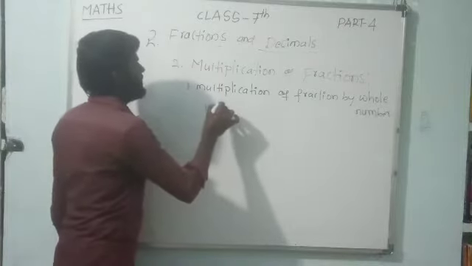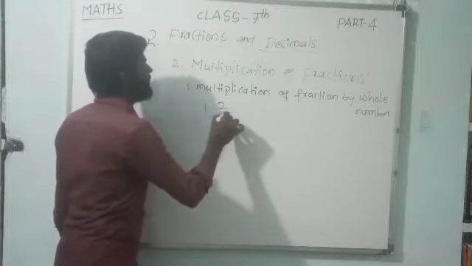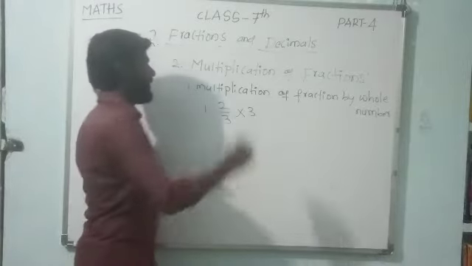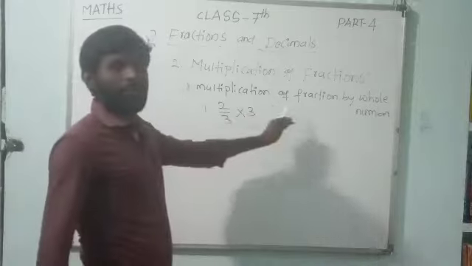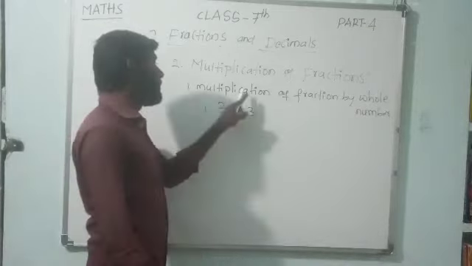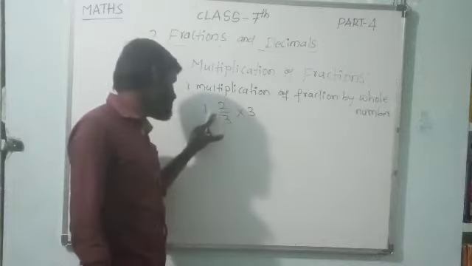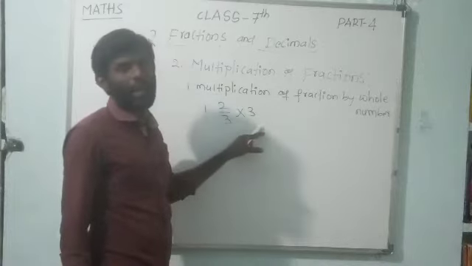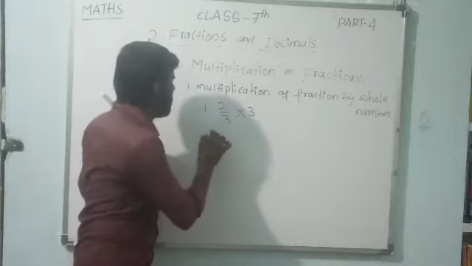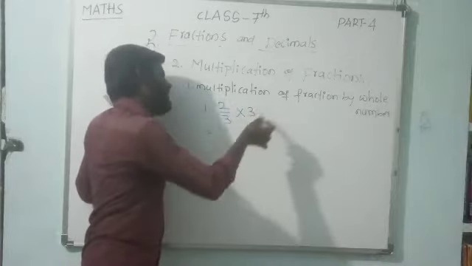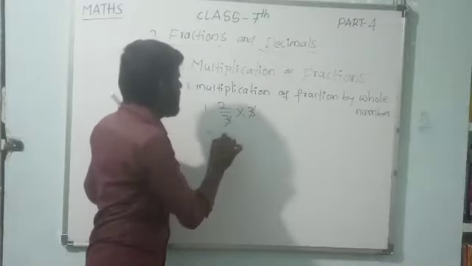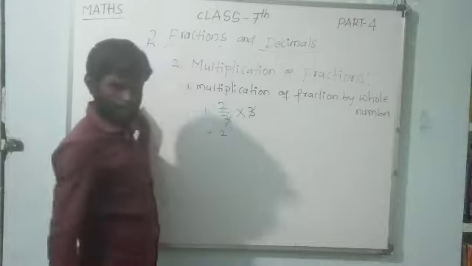Suppose 2/3 × 3. According to your title, multiplication of fractions by whole numbers, dear children, very simple, this will get cancelled. 3 by 3 cancels, 3 ones, the answer is 2. There is no doubt at all, 2.